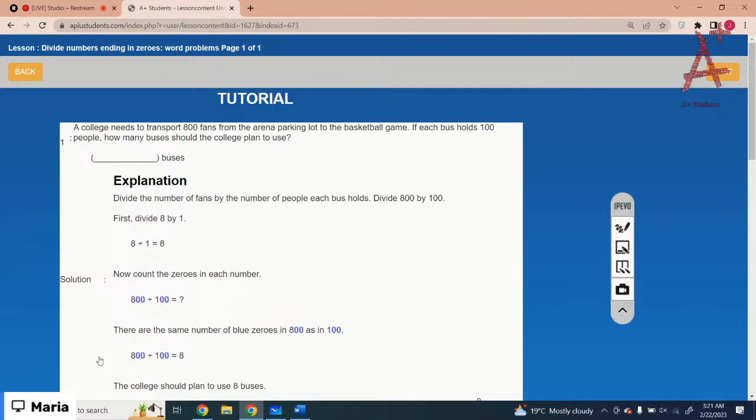Got it? Just divide the non-zero values. 8 divided by 1 equals 8. Got it? Now both the divisor and dividend have the same number of zeros, so the same number of zeros can be cancelled out with each other. So you are left with just 8. That means 8 buses can hold 800 people, 100 people each time. Got it?